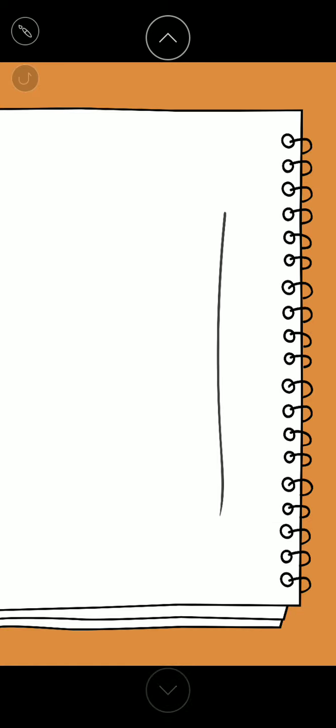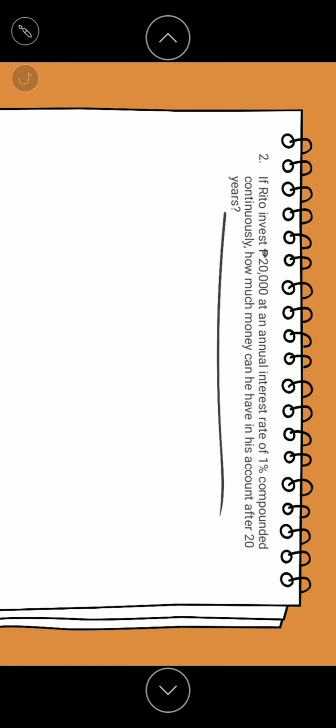Thus, Armina can have 1,284.03 in her account after 5 years. Next example. Example number 2. If Rito invests 20,000 at an annual interest rate of 1% compounded continuously, how much money can he have in his account after 20 years?